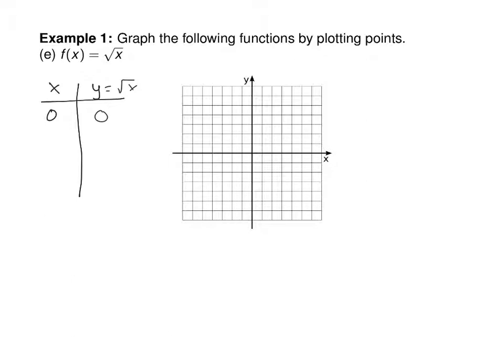Okay, so when you square root 0, what do you get? And you can pick numbers that square root nicely. Don't pick 2. 2 doesn't root nicely. What's the square root of 1? 1. What's the next number that square roots nicely? 4. And that gives you 2. So 0, 0, 1, 1, 4, 2. It actually does look like half of a parabola on its side. Do you see what I mean?